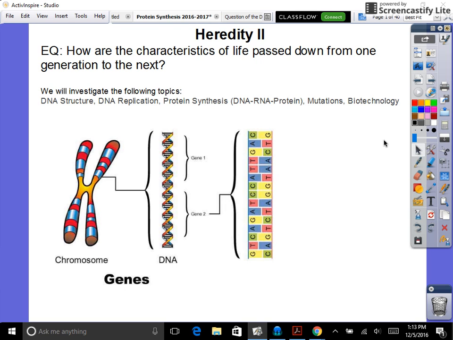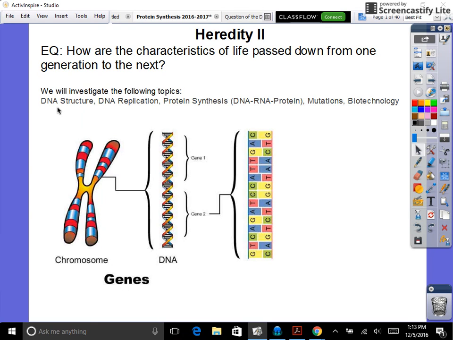Today we're going to start Heredity 2, and we're going to take a look at an overview of what we're going to be learning in this part of the unit. We're going to focus on how characteristics of life are passed down from one generation to the next. So we're going to take that information from Heredity 1, where we were really trying to understand how a parent can pass on a copy of their genes to their offspring. And we're going to just take a look in detail at what those instructions look like.